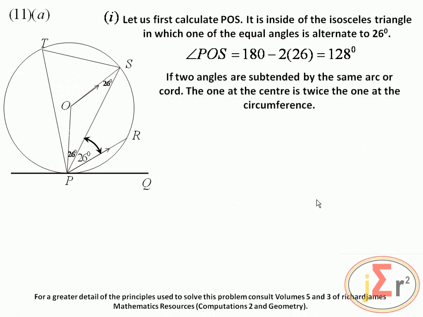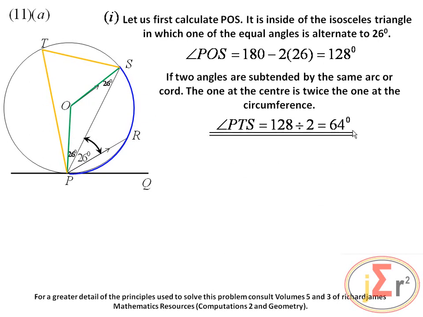If two angles are subtended by the same arc or chord, the one at the center is twice the one at the circumference. There we have it. Here is our arc. We have this one subtending the arc, and we have this one subtending the arc. The one at the center is 128. The one at the circumference, which is PTS, is half of it. So 128 divided by 2 is 64 degrees.